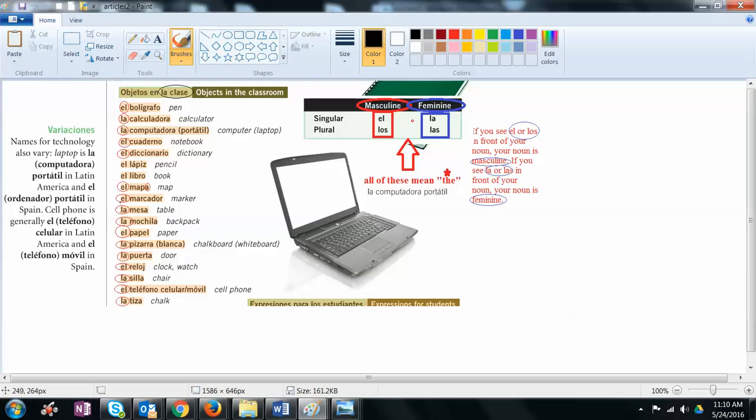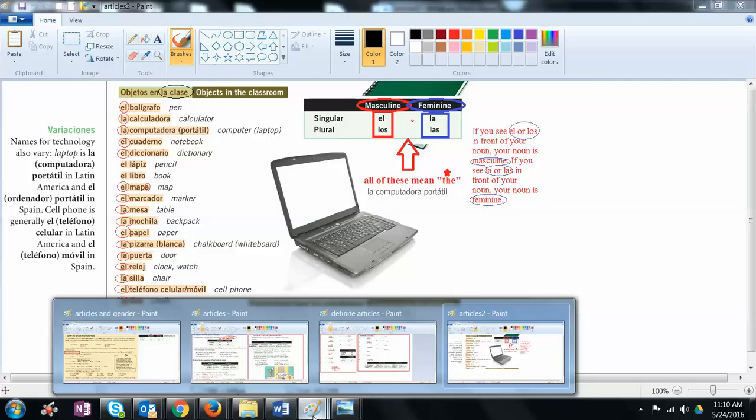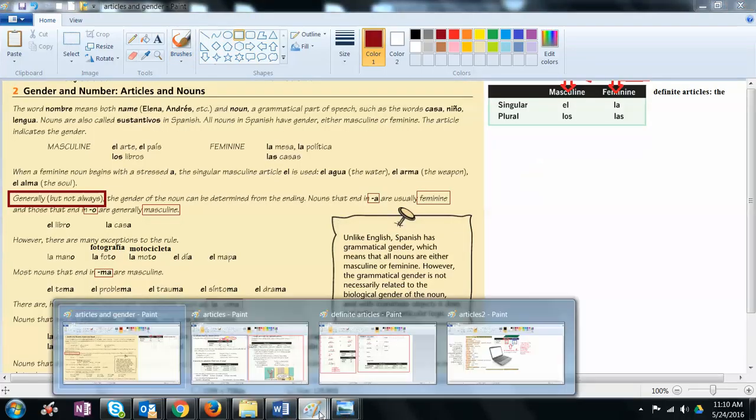So you're often given your words like this, or you may, in a glossary, find that it has an el or a la after it, or in a dictionary, it may mark it as masculine or feminine. And you just always want to make sure your article agrees. So, for example, let me go back here.